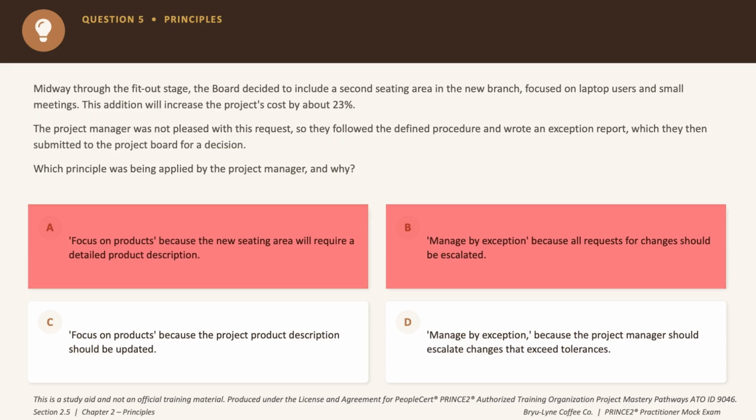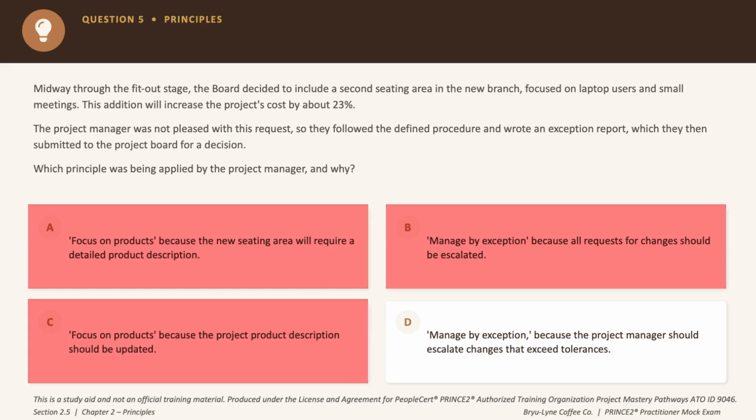Again, an extraneous side detail, not the reason for the exception. Eliminated. Now option D says manage by exception because the project manager should escalate changes that exceed tolerances. Now, a 23% cost rise breaches tolerance for sure, and that's exactly when exception reports come in. So the correct answer choice is option D.